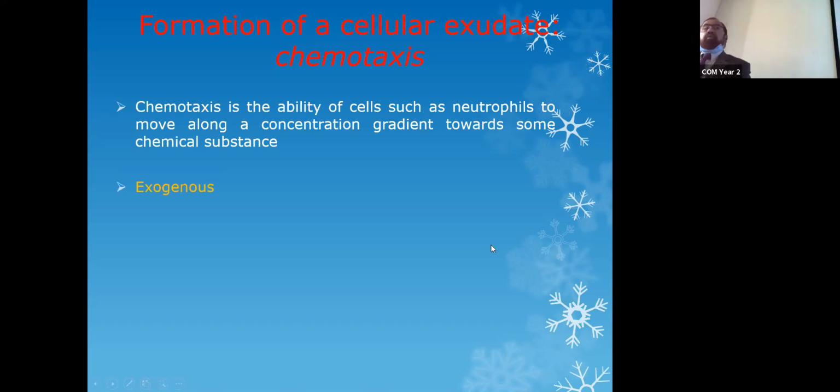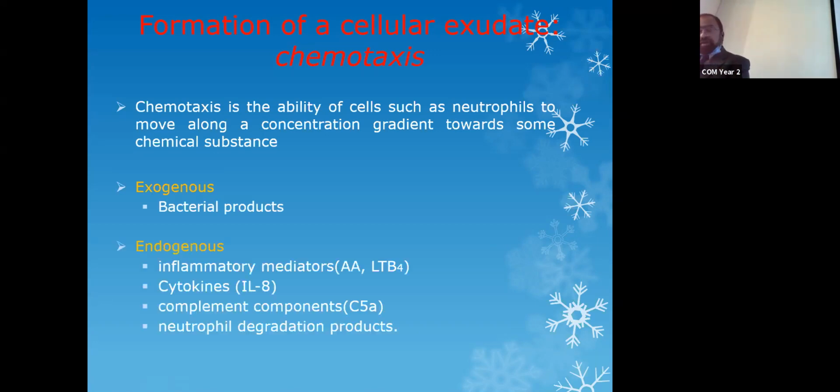Now, what are chemotactic substances? Number one is bacteria itself, which causes attraction of the neutrophils, which is exogenous. Or endogenous, we have inflammatory mediators like arachidonic acid metabolites and the leukotrienes. Then you have cytokines like interleukin 8. Then you have the complement system like C5a, and then neutrophil degradation products themselves. They attract neutrophils to that area, right? Please kindly stop me if you are not following it. I'll make you understand again, right?